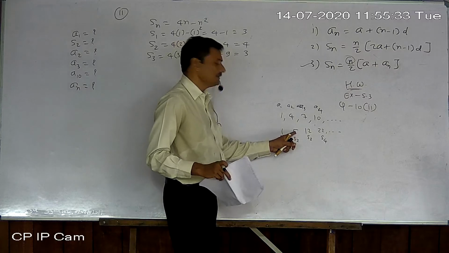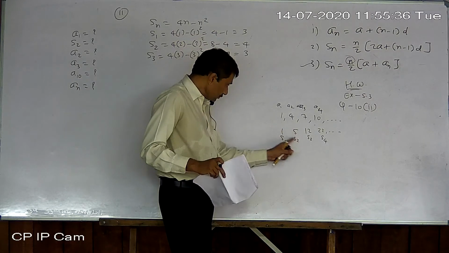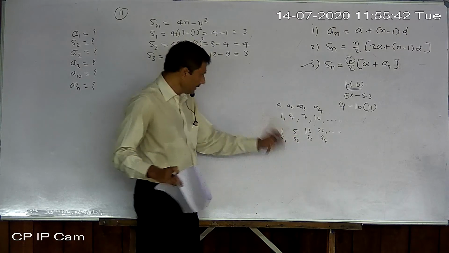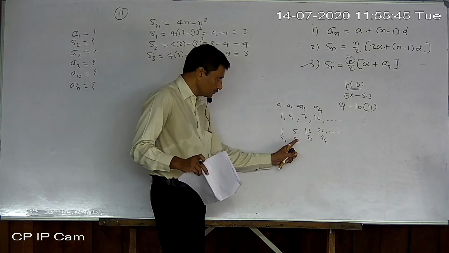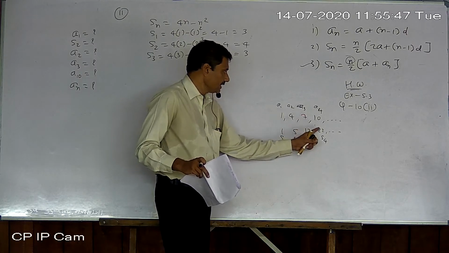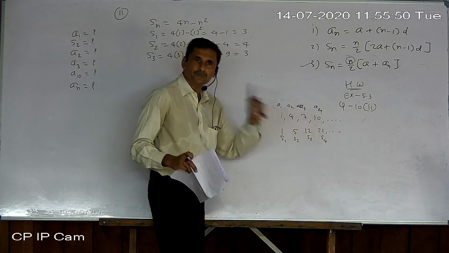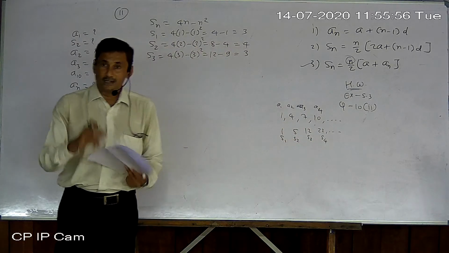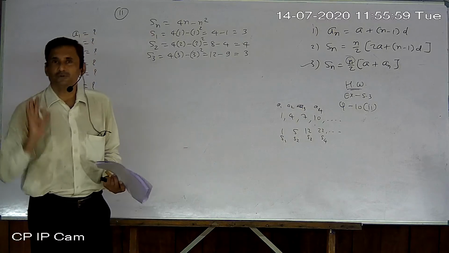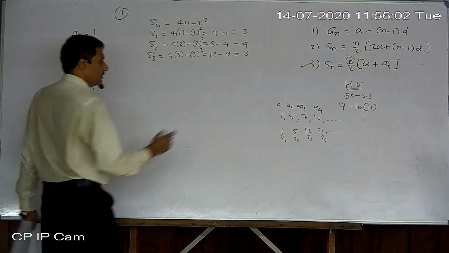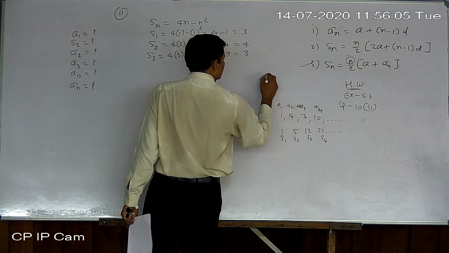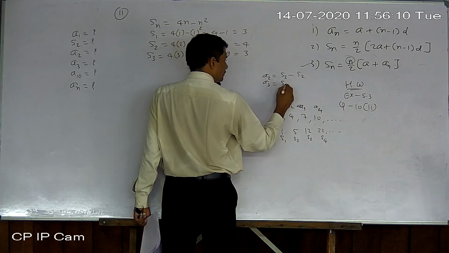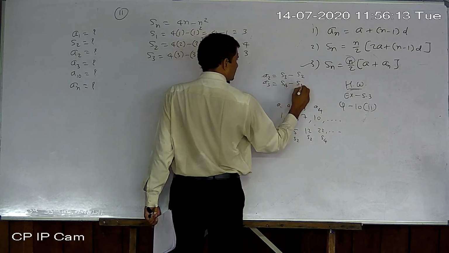The sum of first two terms is 5. So if you subtract S2 minus S1, you will get A2. If you subtract S3 minus S2, 12 minus 5, that is 7. 22 minus 12 is 10. So you understand? If you have S1, S2, S3, S4, then it is not difficult to find A1, A2, A3, A4, the AP. How to find? If you want to find A2, you have to find S3 minus S2. If you want to find A3, you have to take the difference of S4 minus S3.